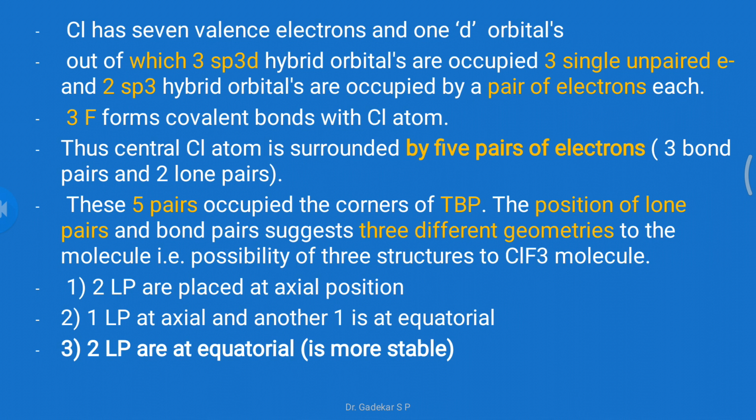The positions of lone pairs and bond pairs suggest 3 different geometries for the molecule, that is, the possibility of 3 structures for the ClF3 molecule. First, the two lone pairs are placed at axial positions. Second, one lone pair is at an axial position and the other is at an equatorial position. And third, both lone pairs are at equatorial positions, and this is the most stable possibility.